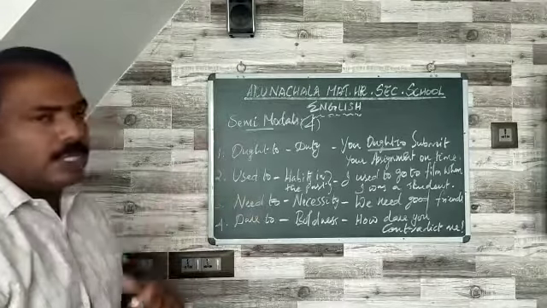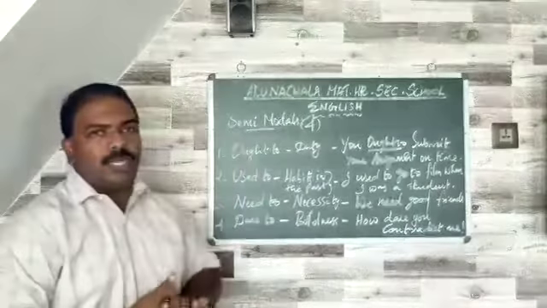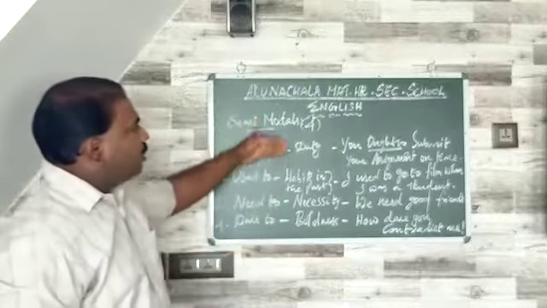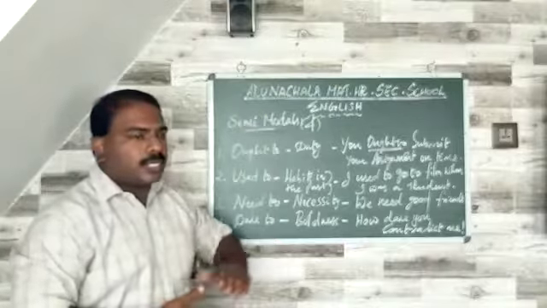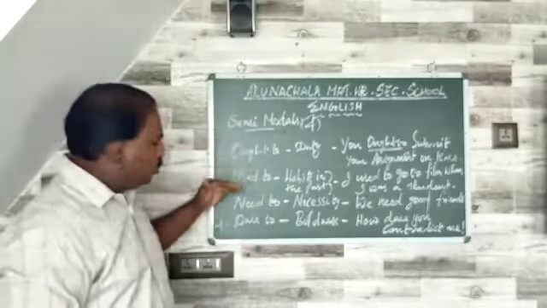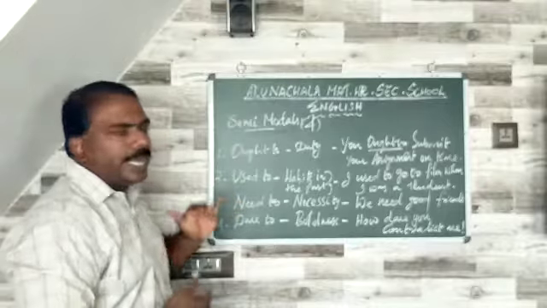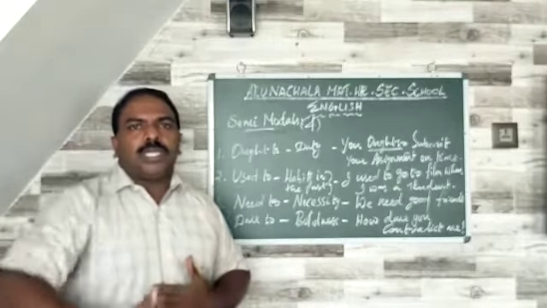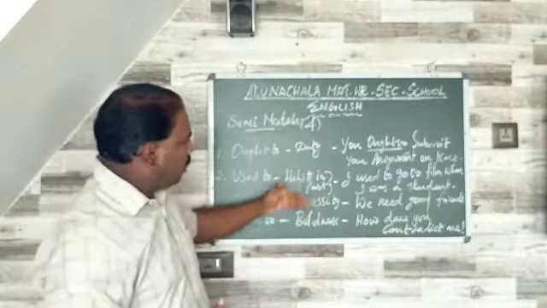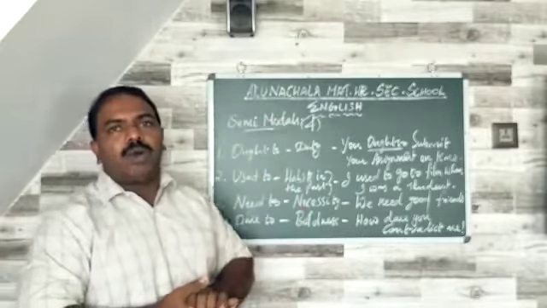That is the next thing, semi-modals. The remaining 4 semi-modals. What are the semi-modals? They are ought to, used to, need to, and dare to. Students, try to understand the following meanings. For example, the first one is ought to.